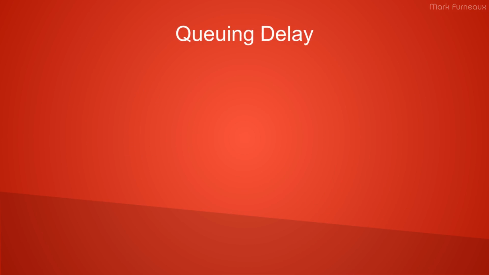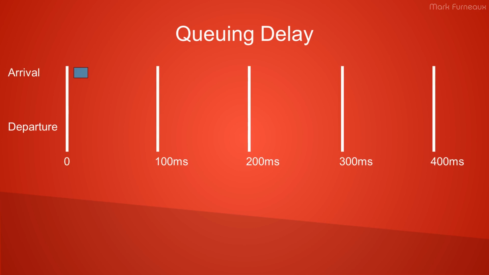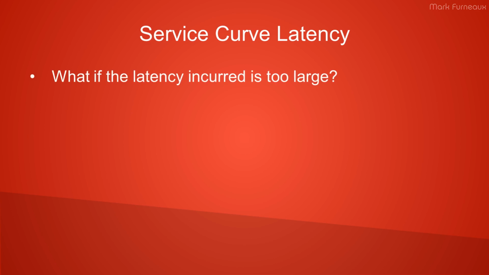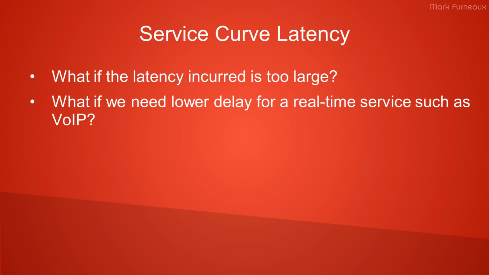So if we graphically depict that, with our packet arrivals and departures, where every color represents a different packet, we can see that the packets arrive and depart at the same rate. So there's no need to drop packets or anything like that. However, the packets get delayed by the service curve by 100 milliseconds, which in this case happens to correspond to the arrival rate. But what if this is a problem? What if the latency that we incur, like the 100 milliseconds in that example, is too big? What if we need a lower delay for something that's real time, such as VoIP, for example?